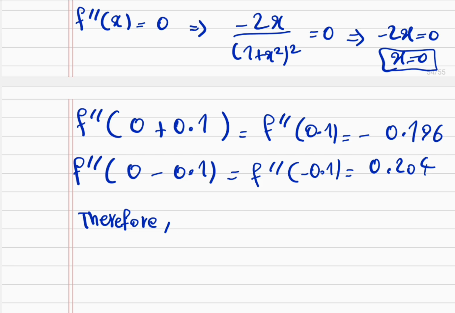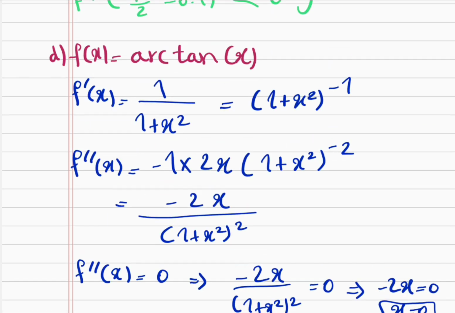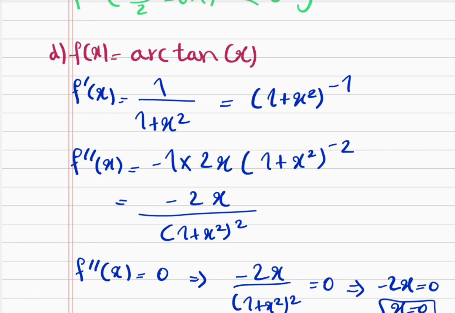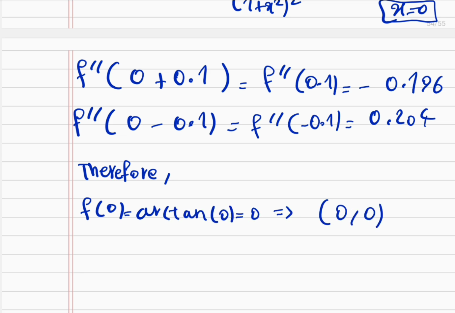But before that, remember that this is the x coordinate of the point of inflection. We also need to find the y coordinate. So we just need to substitute x equal to 0 into f(x). So f(0) is equal to arctan 0, which is just 0. So this means the point of inflection has coordinates (0, 0), or just the origin. So you can say, therefore, this is the point of inflection.